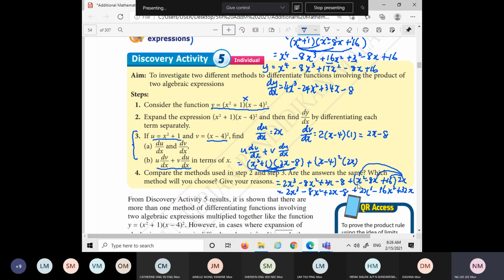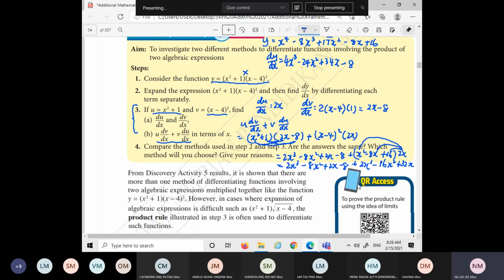Now I want to see any terms that I can combine. For power 3, I have this and this, which equals 4x to the power 3. Can you see the first term? Same. Next, power 2, this and this. Both are negative, so negative 24x to the power 2.